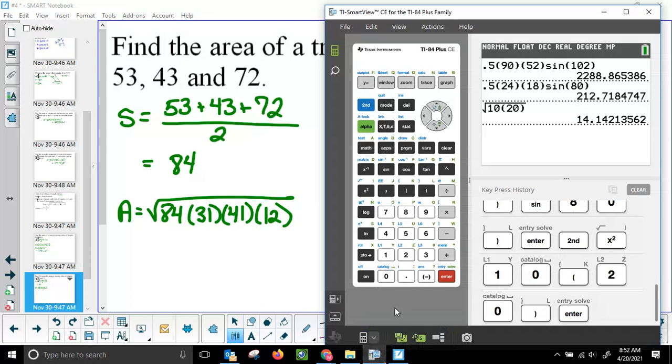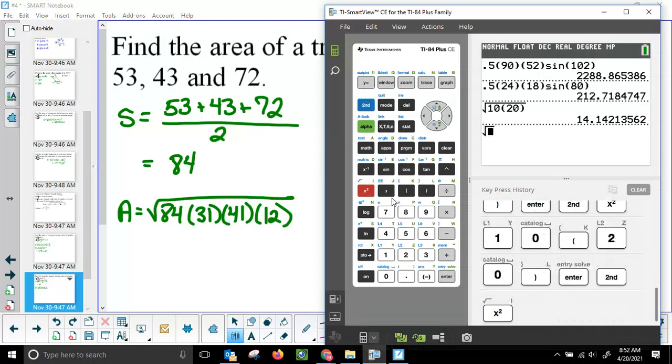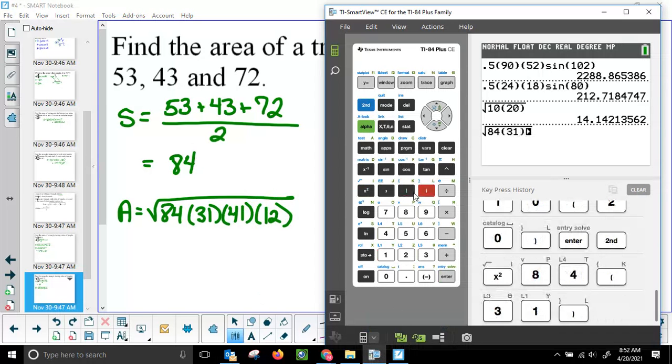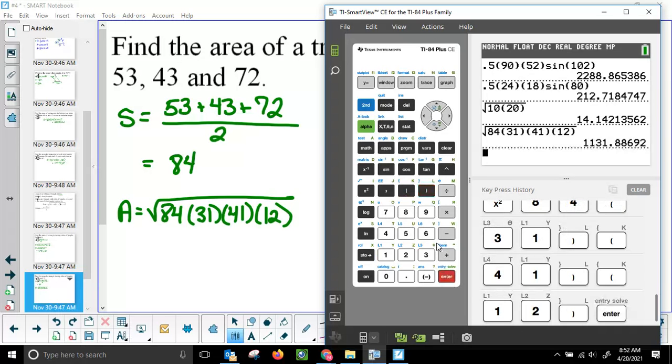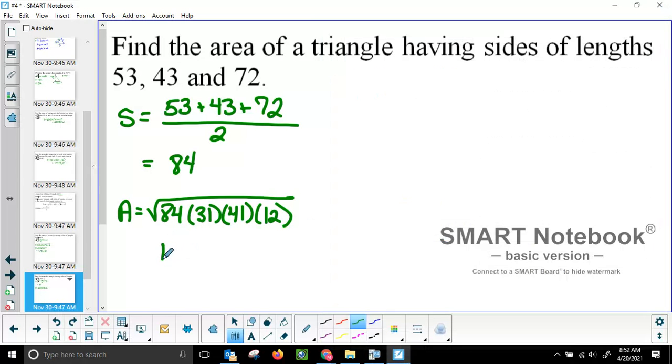All right, so then of course we just plug that into our handy dandy calculator. 1131.887. And of course they didn't give us units, so units squared. Good times, good times.